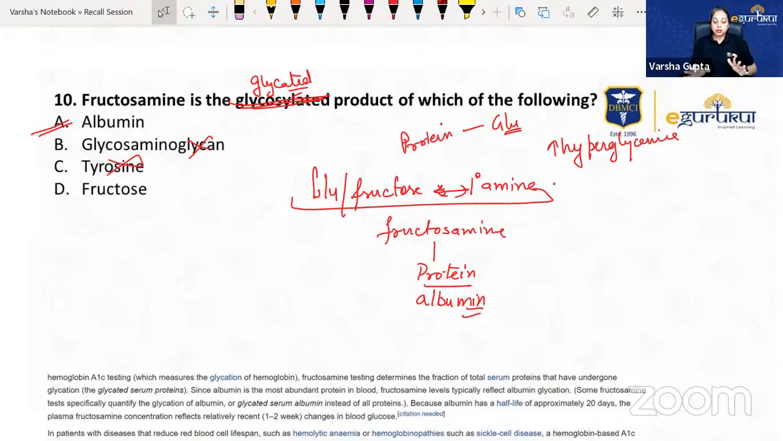So coming back to this fructosamine, I'm not sure what the question was exactly, but now you know what fructosamine is. It is a glycated product. It is attached with the albumin, right? And similar to the way we find the glycated hemoglobin in the diabetic patient, in the same way in some patients we test for the fructosamine to get a better estimate.